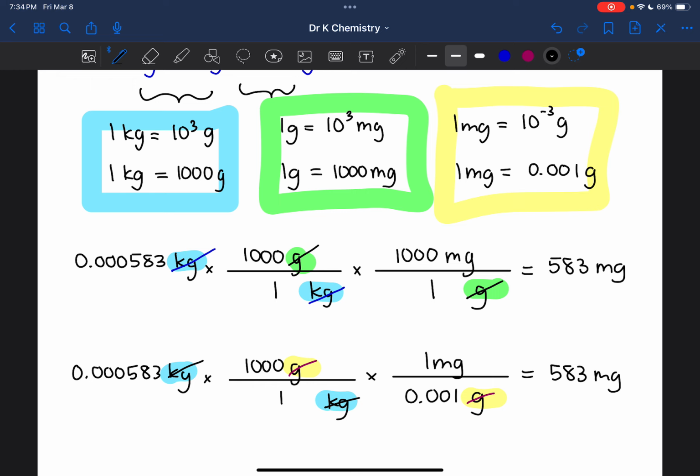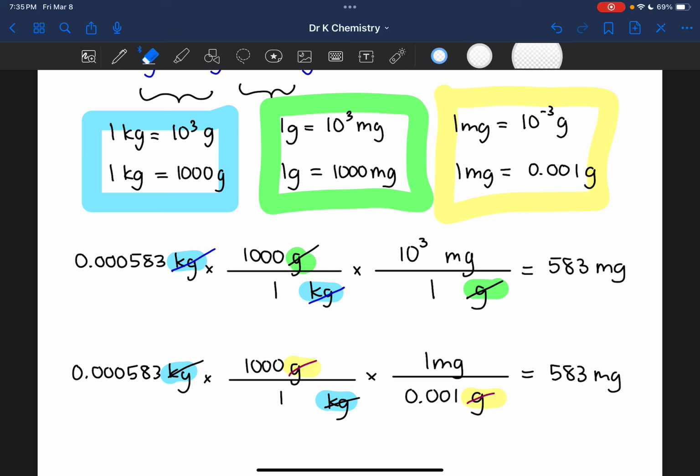Alternatively, we could have left these as exponents. So if we had used that version, then in the first problem, we would have, instead of writing 1,000 milligrams, we would have written 10 to the 3 milligrams. And once you plug that in, you would get to the same answer.